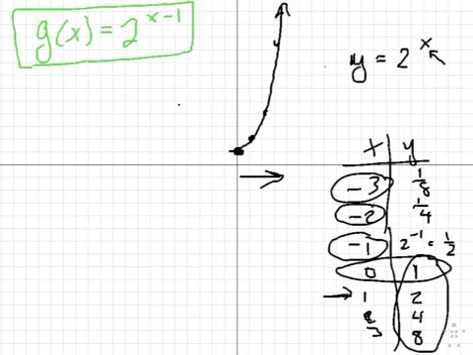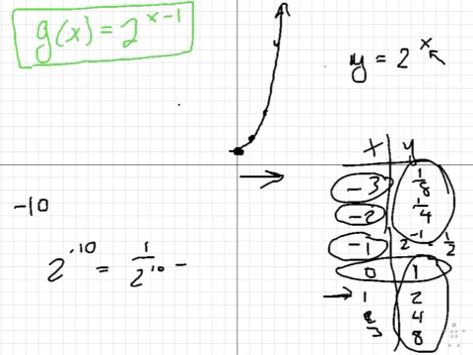And down here, what's going to happen as I get to -10? It's going to be 2 to the -10, which is 1 over 2 to the 10, which is like 0.00 something. It's super close to 0, but is it ever going to get to 0? No, it's not, because the asymptote is the line y equals 0. The x-axis is the asymptote.